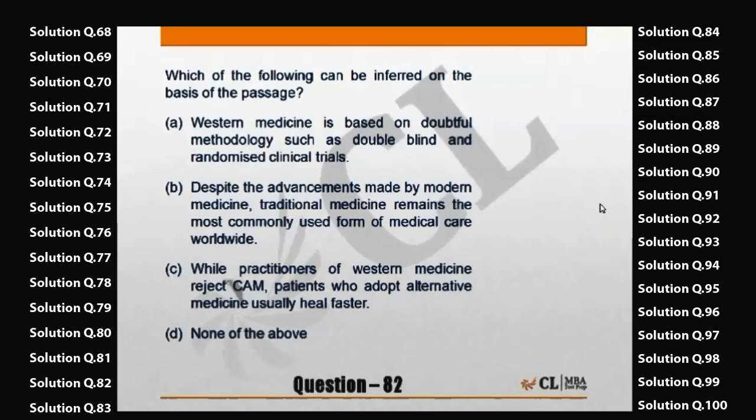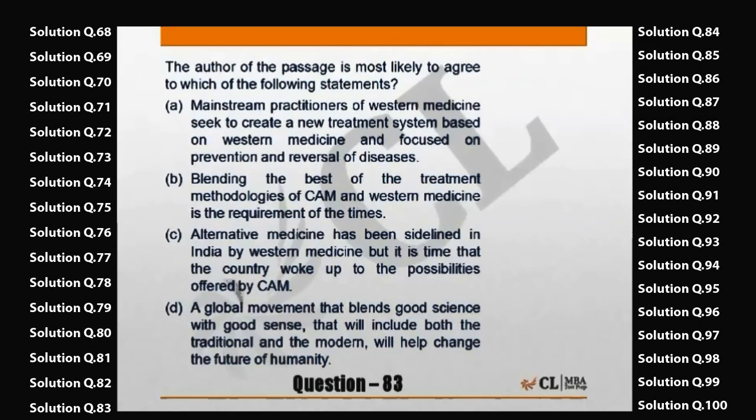Similarly, for option B, the passage just mentions that traditional medicine is the most common form of medicinal care in most countries. But it does not say that traditional medicine is the most commonly used form of medical care across the world. There is a difference between many countries and across the world, and that is what makes us negate option B. Option C said that while practitioners of Western medicine reject CAM, patients who adopt alternative medicine usually heal faster. Now, this is again something which the passage does not offer. The passage does not indicate which of the two forms of medicine offers better or faster healing. This brings us to the correct answer, which is option D, none of the above.